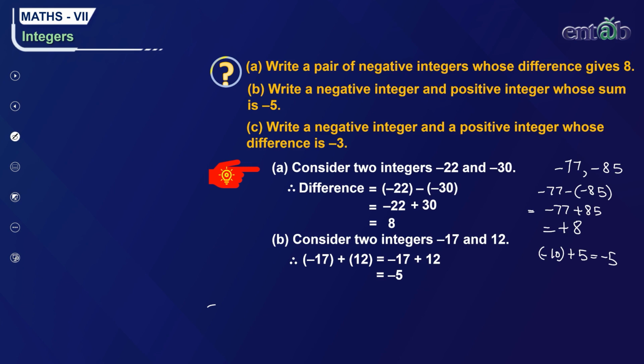Next part, write a negative integer and a positive integer whose difference is minus 3. Consider two integers minus 2 and 1. So, minus 2 minus 1, that is minus 3. You can try out more such examples and work out problems like this. I hope this was clear. Let's look at the next problem.